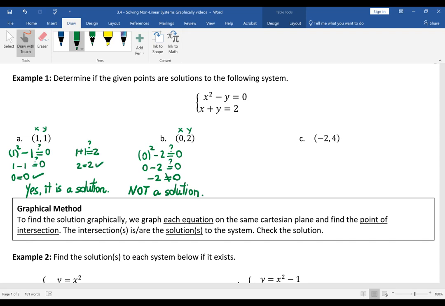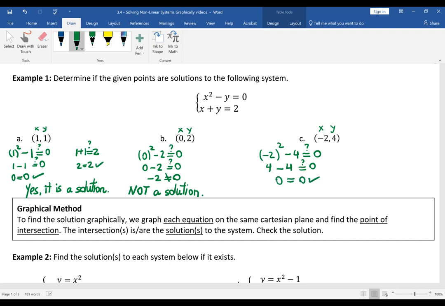Let's check if this point satisfies equation 1. So first, as a reminder, -2 represents x, 4 represents the y. So let's replace -2 in the equation. We're going to have -2 squared minus, instead of y, we're going to write 4, equals 0. Is this true? Let's check. -2 squared is 4. Is 4 minus 4 equal to 0? Yes. 0 equals 0. Perfect.